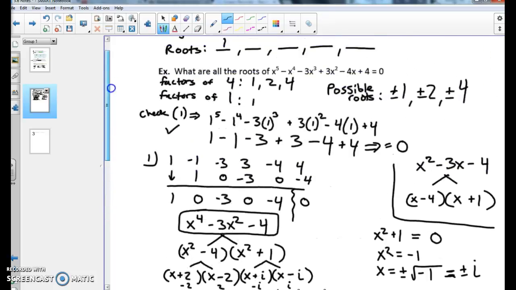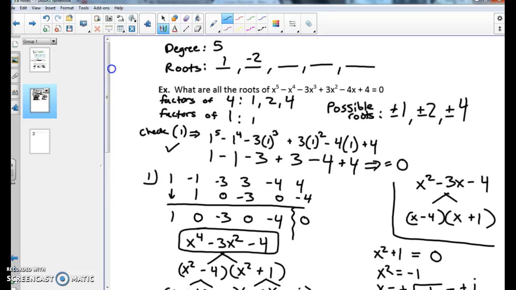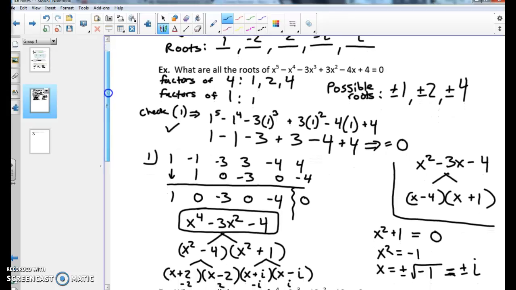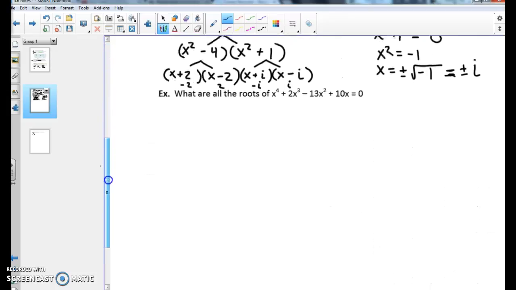And I'm going to fill those in up top. So 1, negative 2, 2, negative i, positive i, those are my 5 roots for this example. Okay. Good. Hopefully we're doing okay.